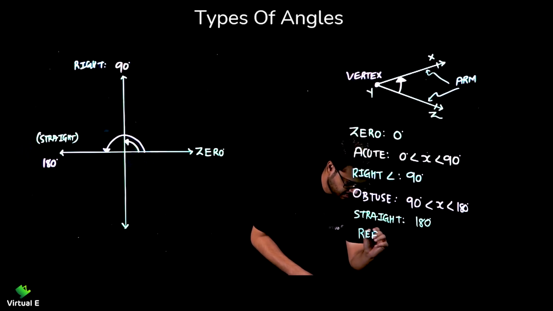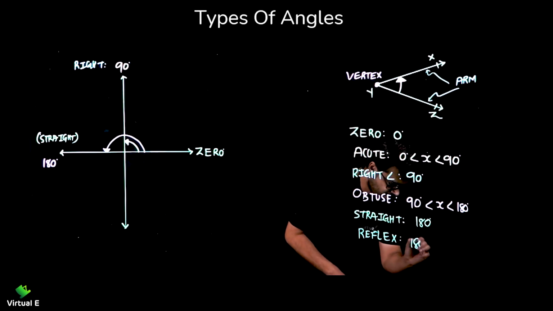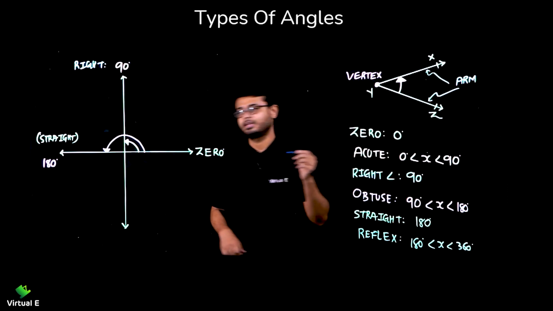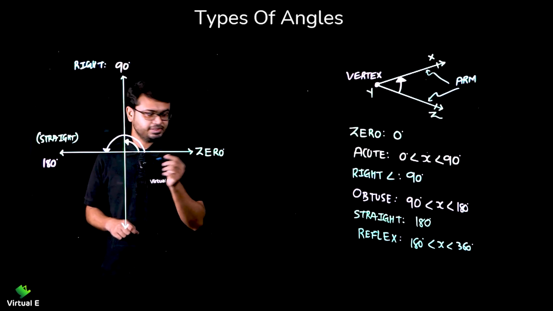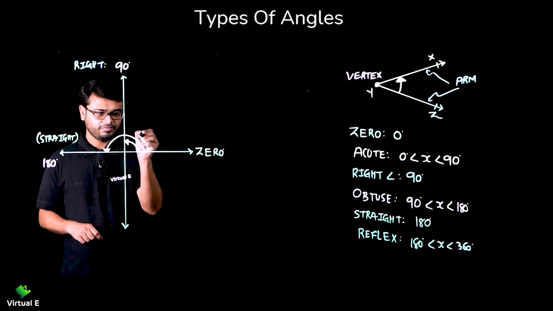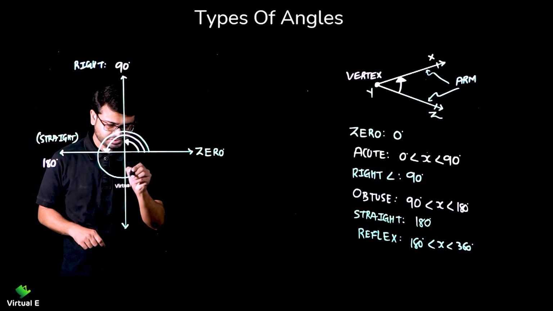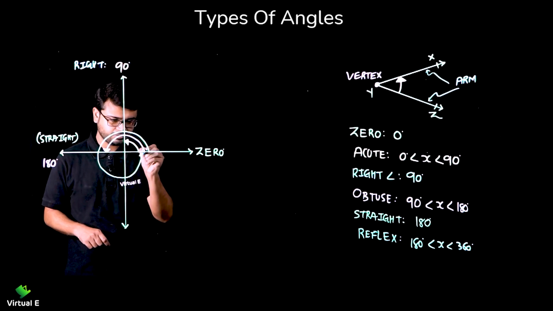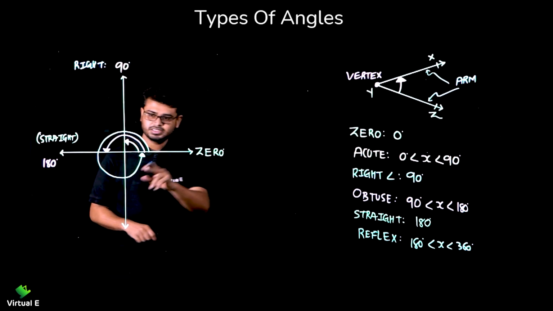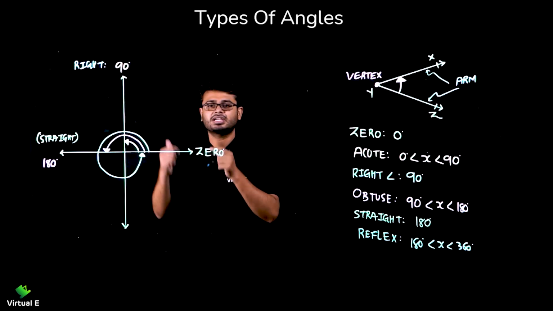So reflex angle is more than 180. It starts from 180 degree and ends before 360 degree, right? So if we want to show the reflex angle, we can start from here and we can continue, and up to this point we can go, right? You don't need to touch exactly. This is a reflex angle, and finally we come back to where we started from.